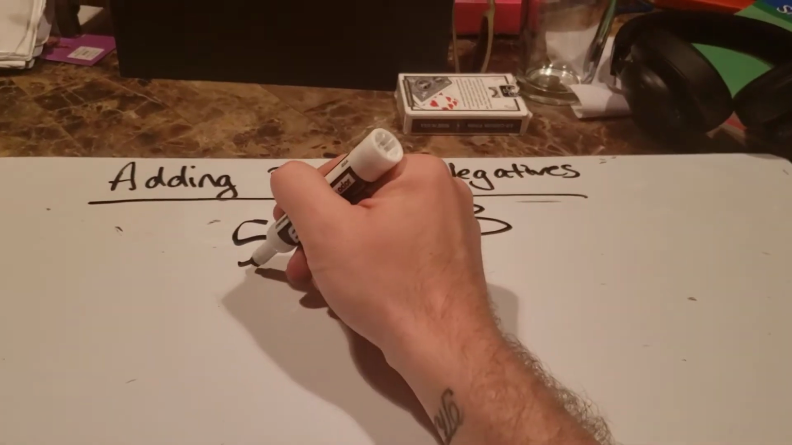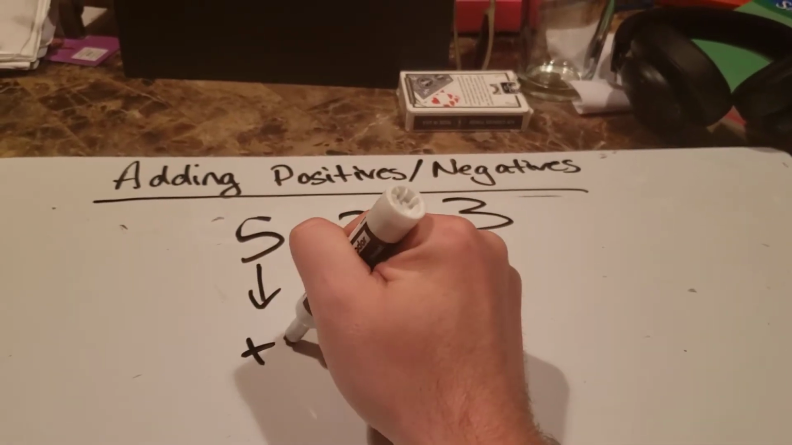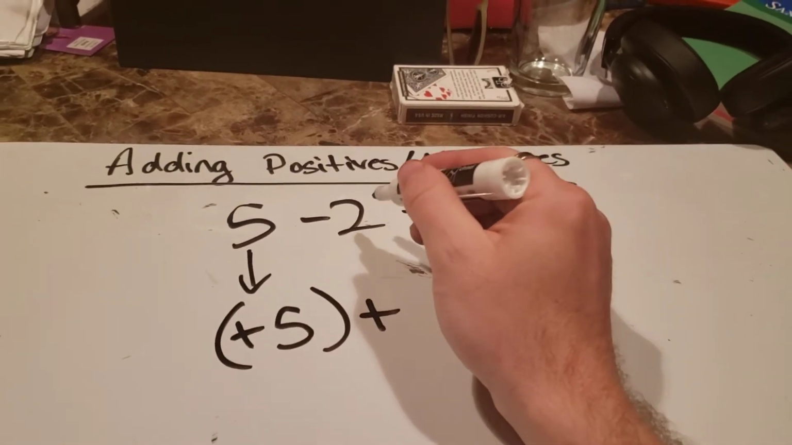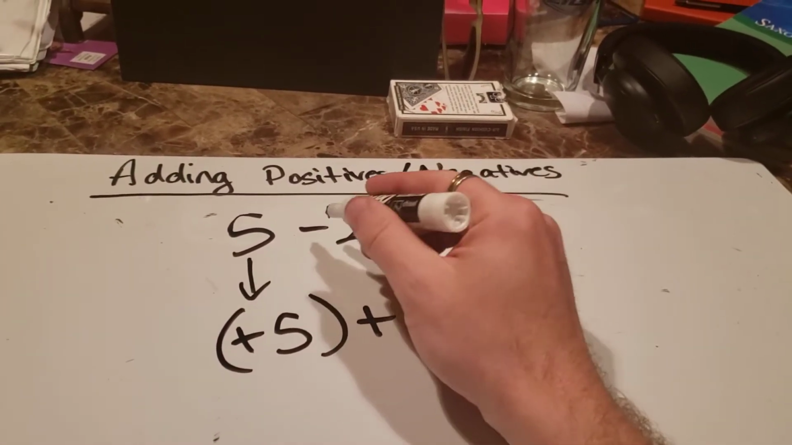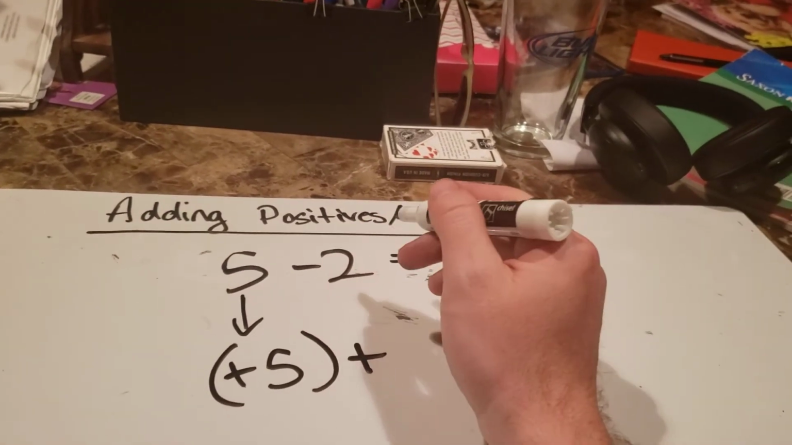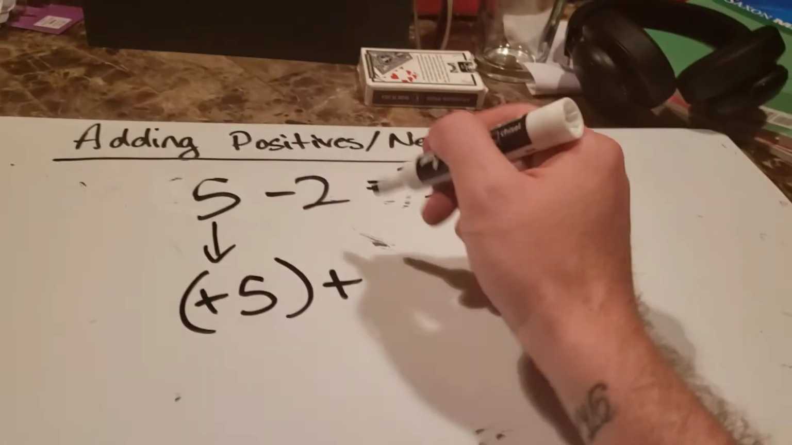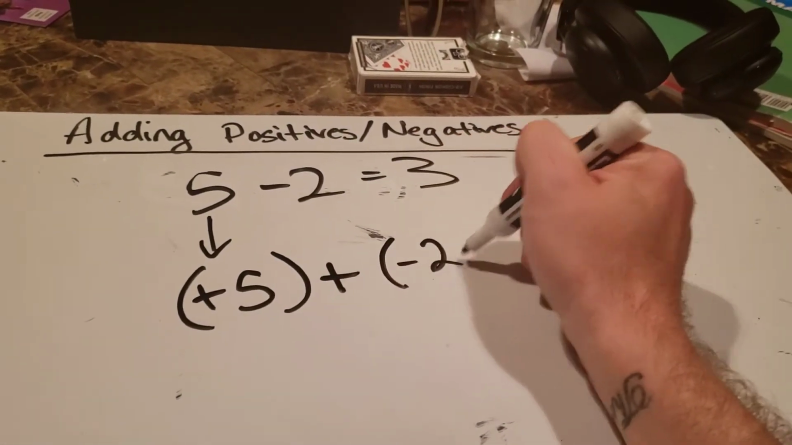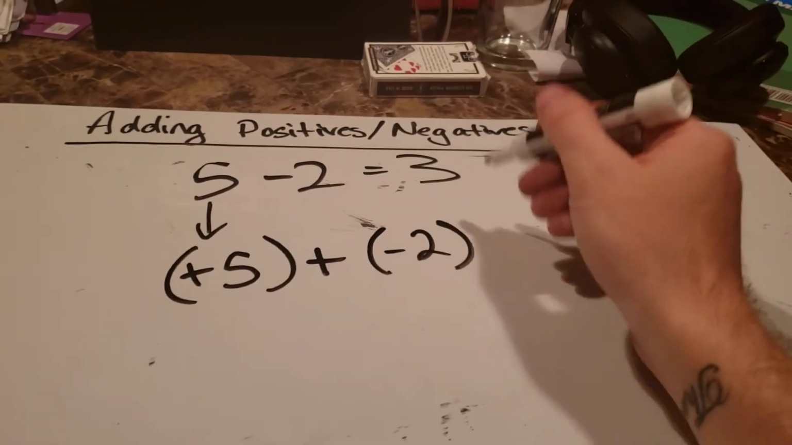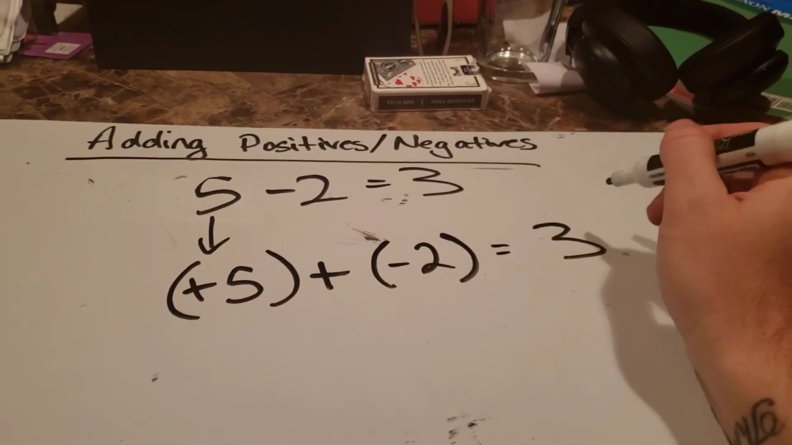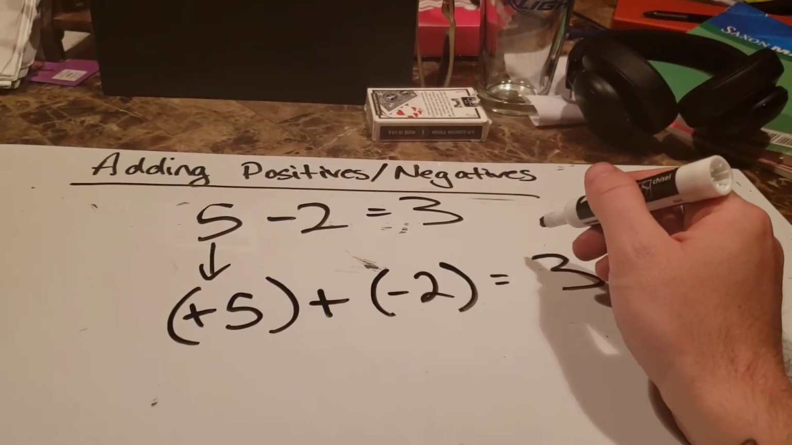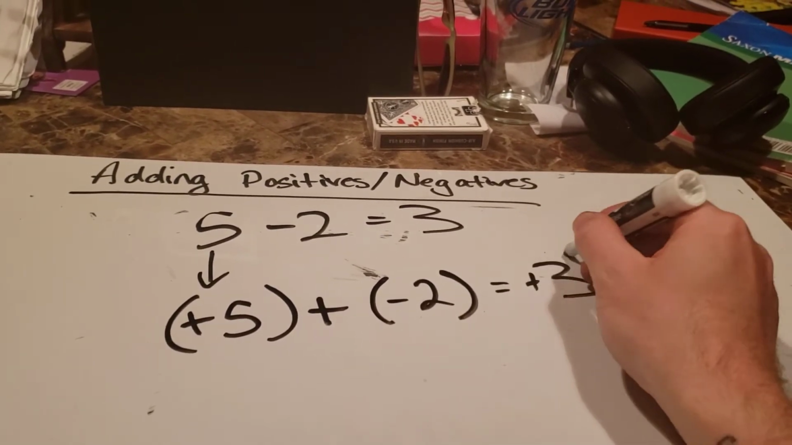So I can actually think of this as a +5 plus the opposite of 2. We're subtracting 2, so instead of subtracting, we're going to think of subtracting 2 as the opposite of 2. Well, the opposite of 2 is -2. And now we can think about our song. Different signs subtract. So 5 minus 2 is 3. The bigger number here is positive. So +5 plus a -2 is +3.